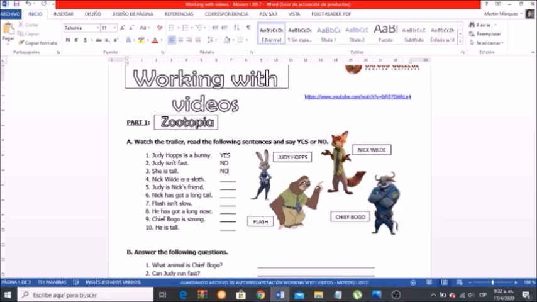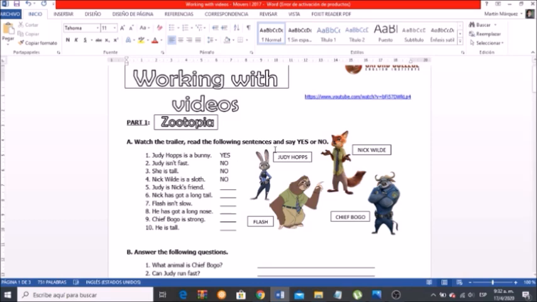Sentence number four. Nick Wilde is a sloth. This is Nick Wilde. And he is not a sloth. This is a sloth. Okay, Nick Wilde is a... What animal is he? Very good. He is a fox. So, no. Very good.